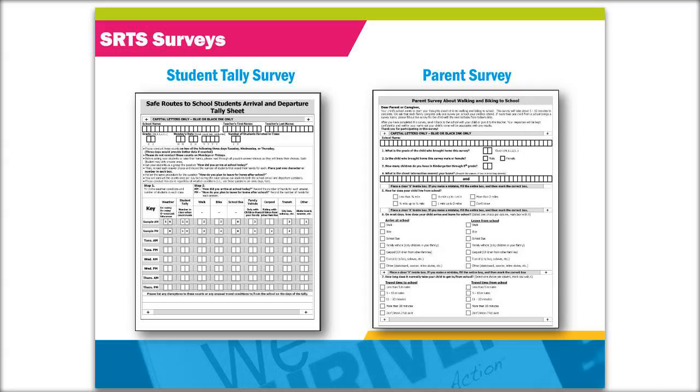Or you can mail your completed surveys to the Safe Routes to School National Center, and they will scan and enter the information for you. The downside is that it can take 6 to 8 weeks to get your report. If you're working on a timeline when developing your school travel plan, that may not be an option. You may need to enter it yourself. So just keep in mind that there are both options.